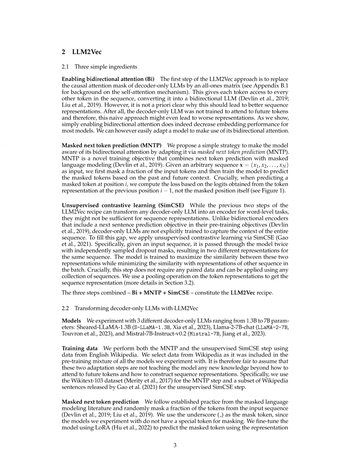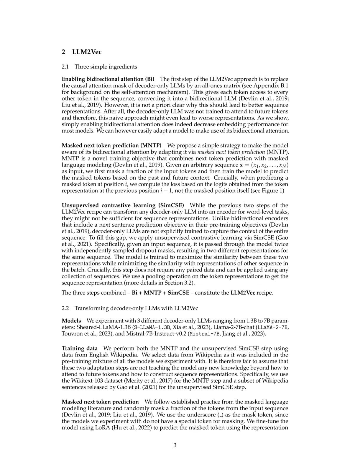This approach ensures that the model is aware of its bidirectional attention and learns to incorporate information from both past and future tokens when predicting masked tokens. Traditional masked language modeling, on the other hand, typically focuses on predicting the masked tokens directly without explicitly considering the bidirectional context. By incorporating bidirectional attention awareness into the training objective, the MNTP step helps the model capture richer contextual information and improve sequence representations compared to traditional masked language modeling methods.